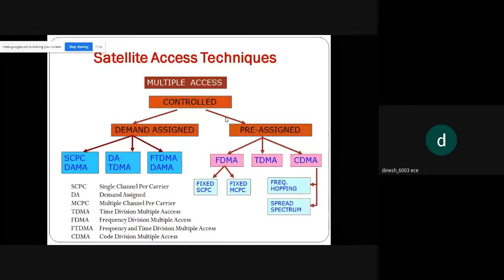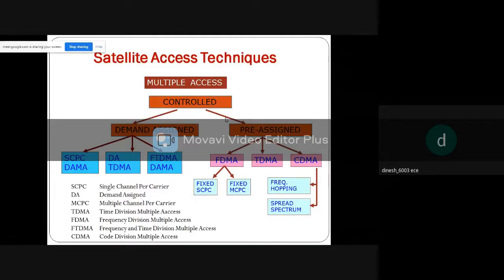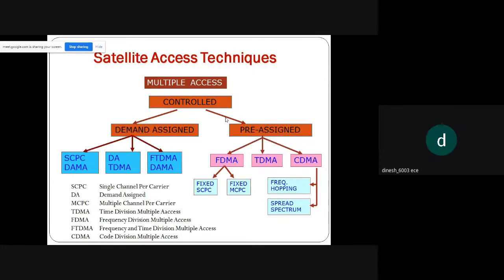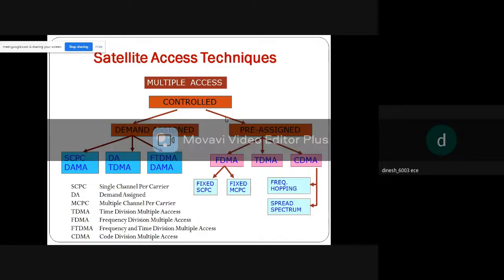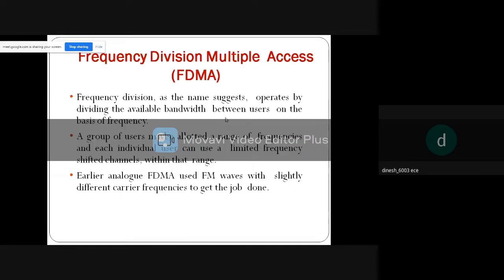Whereas in the demand assigned control, we have the single channel per carrier demand assigned multiple access scheme, then demand assigned time division multiple access, then frequency and time division multiple access demand assigned multiple access scheme. So these are the classifications of satellite access techniques that are being used.